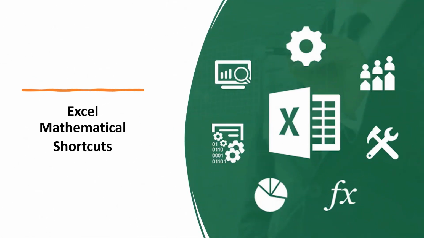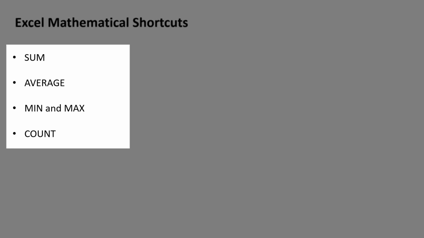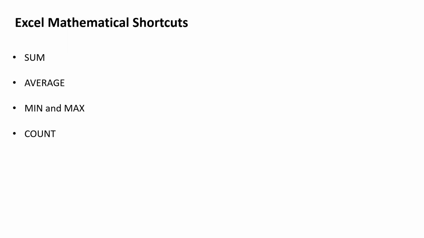So hello everyone. Today we will learn a few basic Excel mathematical shortcuts that will help you in your daily usage of Excel. The four basic types that we will see are: first is sum, second is average, third min and max, and fourth is count. Now let's switch to the Excel view to learn these formulas.